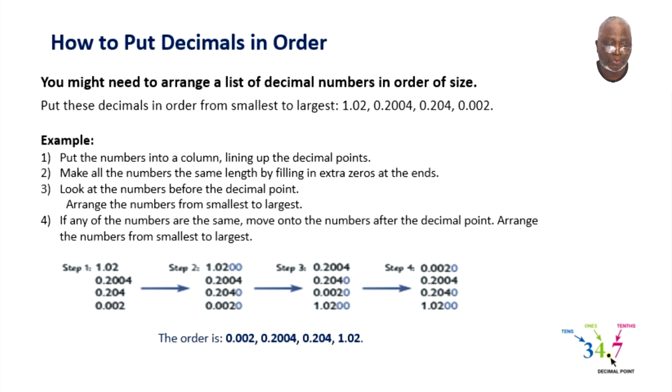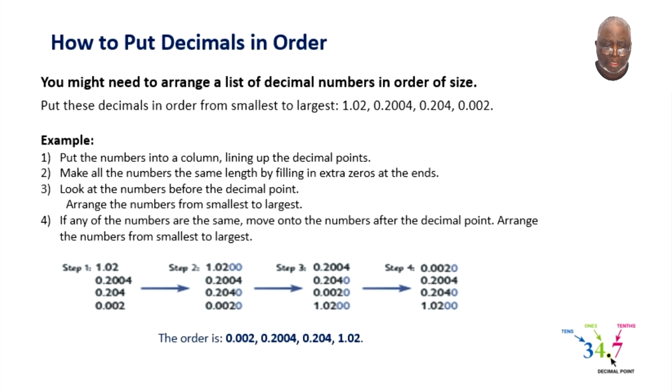Those numbers at the top: 1.02, 0.2004, 0.204, 0.002. Step 2, they are filled in so that they all have the same number of decimal places. Just read them carefully and you see what I'm talking about. 1.02 becomes 1.0200. This filling of decimal places does not change the value. It's just to make it easier for you to compare.